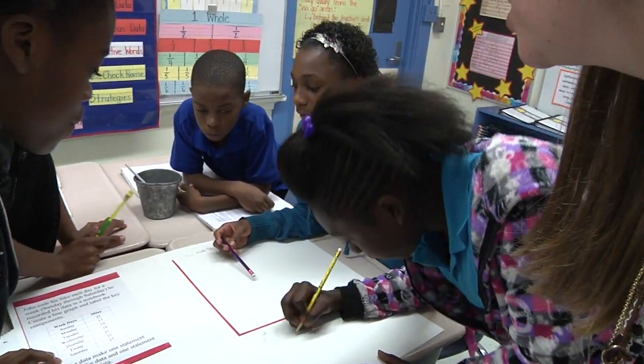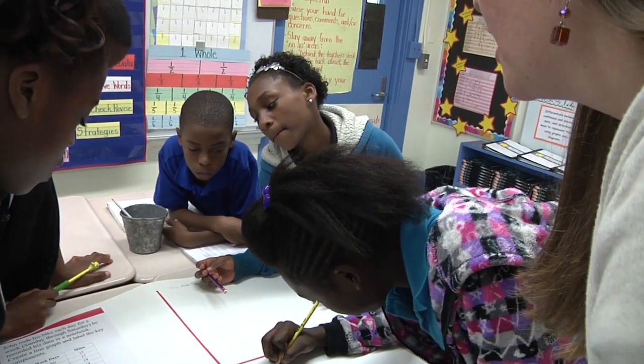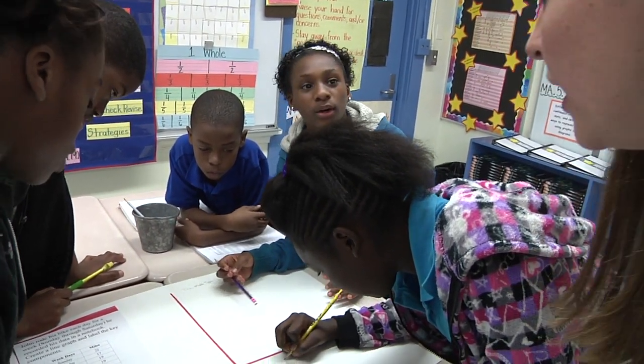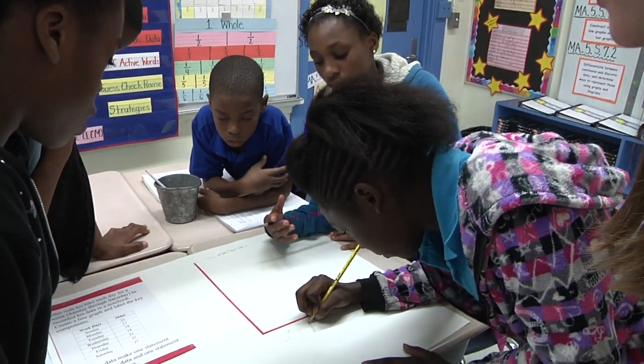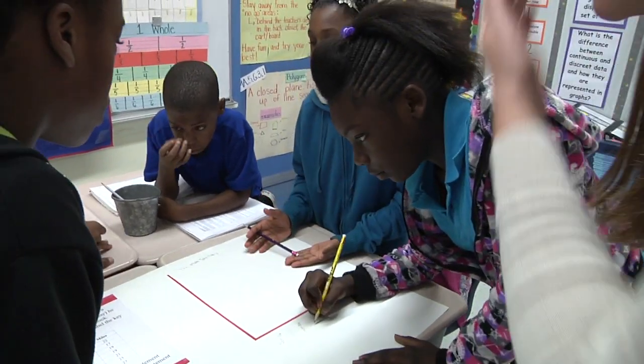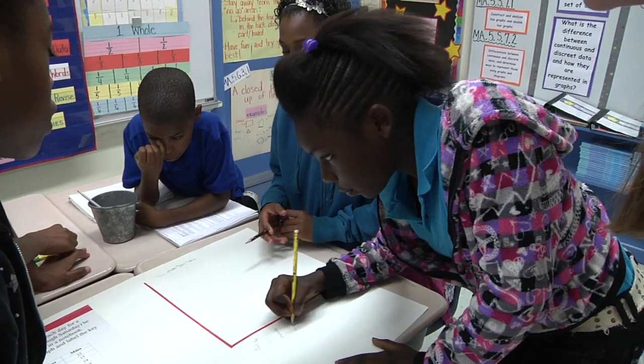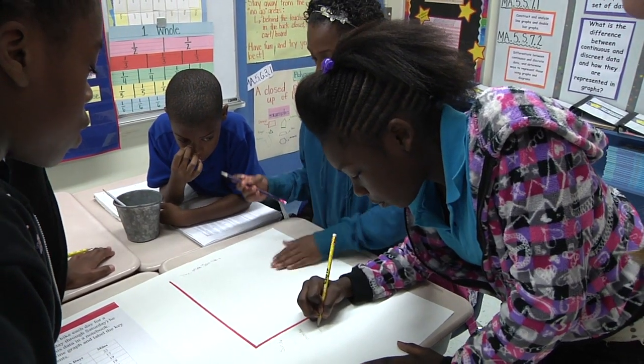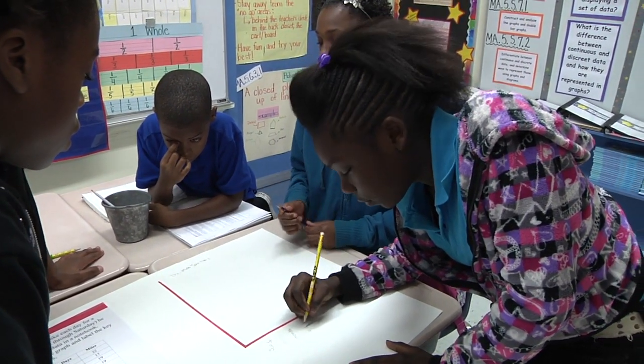Cooperative learning is crucial. I think that they feed off each other. If you set up a correct cooperative group where they're having accountable talk, they're feeding off each other. We saw a great example of it today with the continuous and discrete data with table two, where they said, I think it's discrete.